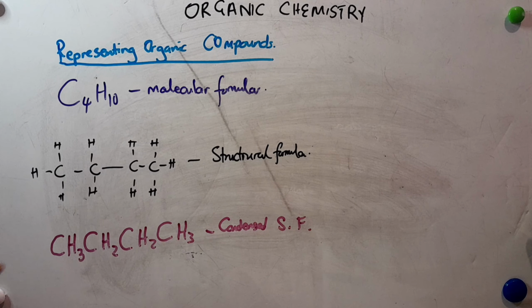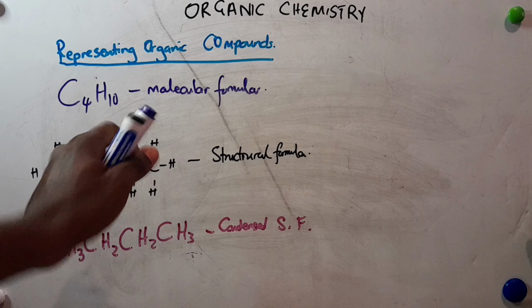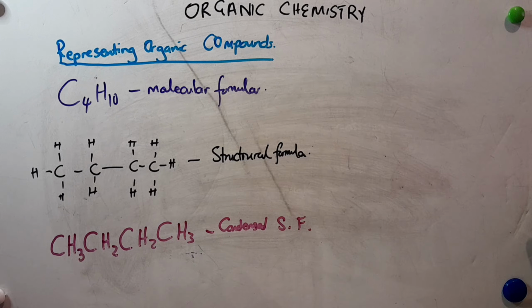So as you can see, this is bonded to 3 hydrogens, this to 2 hydrogens, this to 2 hydrogens, and the last one to 3 hydrogens. That is the condensed structural formula, right?